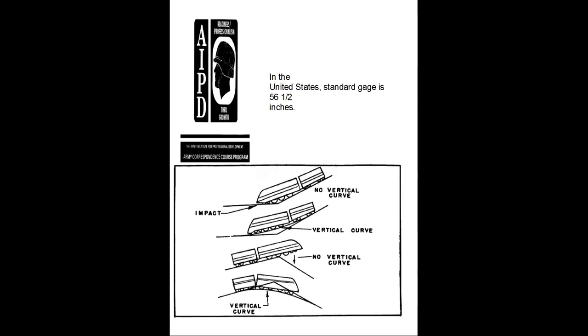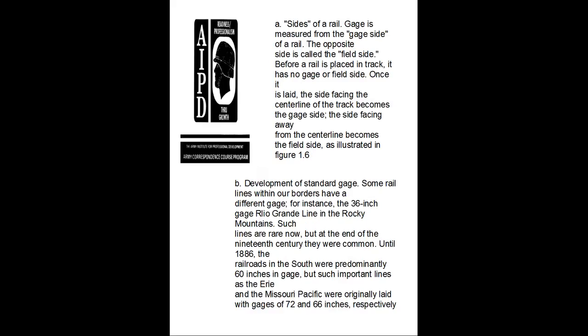In the United States, the standard gauge is 56.5 inches. Gauge is measured between the gauge sides of the rails. The opposite side is called the field side. Before rail is placed in the track, it has no gauge side or field side. Once it is laid, the side facing the center line of the track becomes the gauge side, and the side facing away from the center line becomes the field side, as illustrated in Figure 1.6.